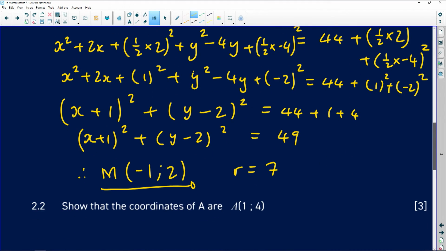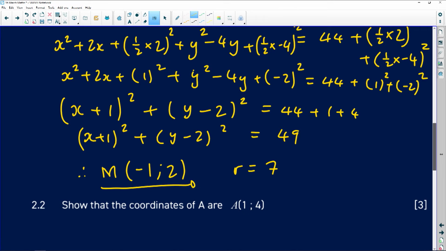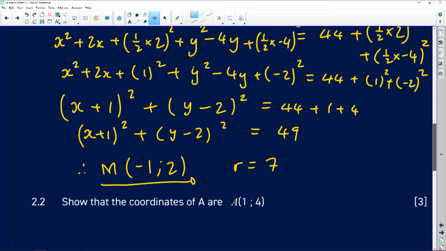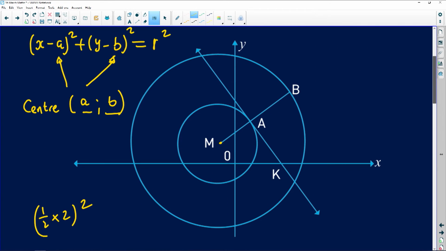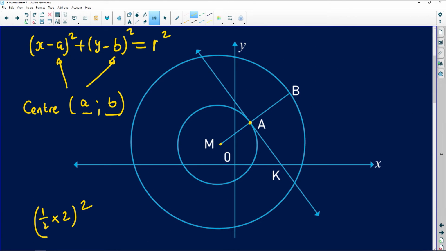Let's go to the other part of this question. We are told here that now we need to show that the coordinates of point A are 1 and 4. Point A is simply 1 and 4. So let's go and see what this point A is. There's point A. So point A is this point you're looking at there. So we need to find the coordinates of that point A and show that indeed its coordinates are going to be 1 and 4.